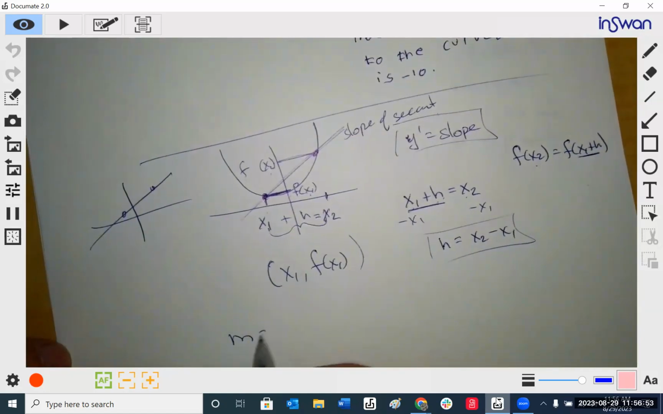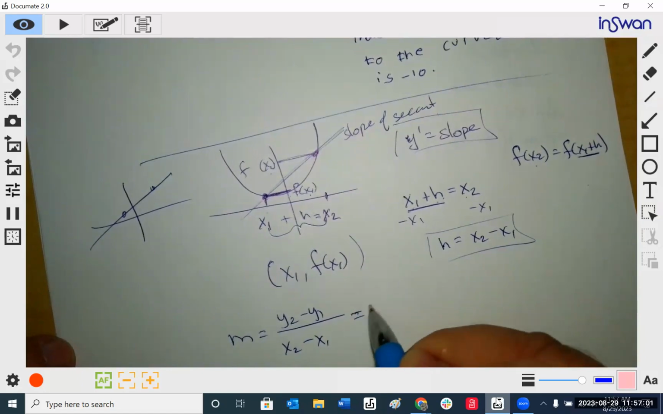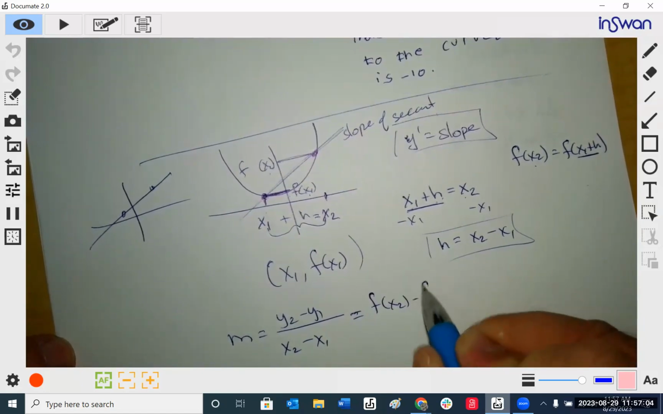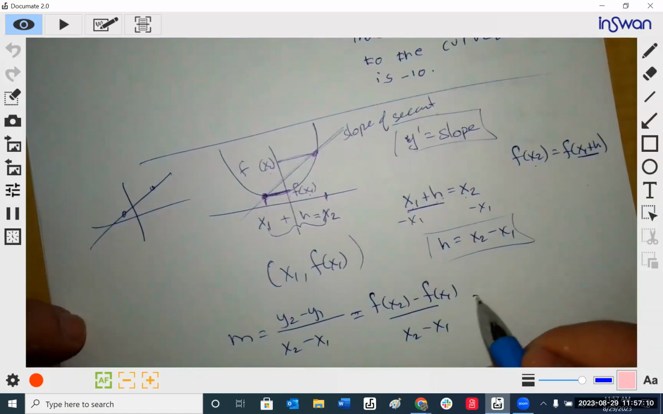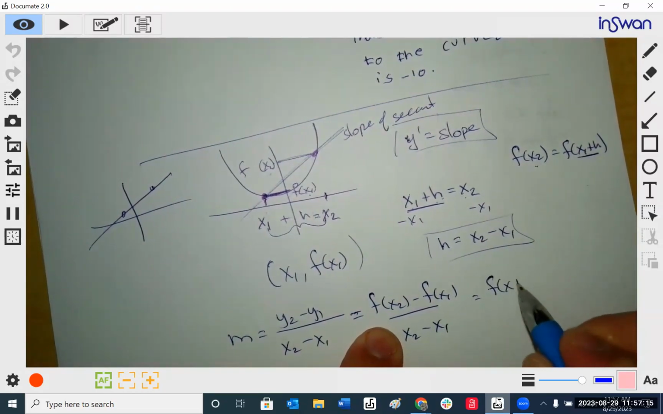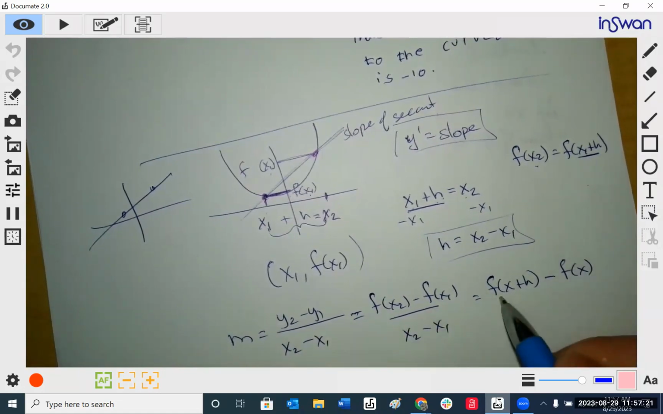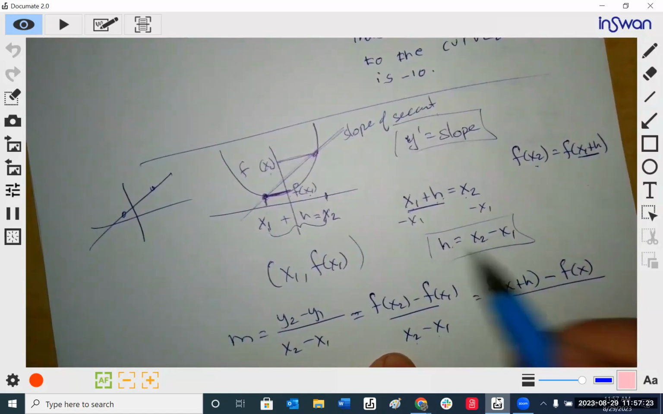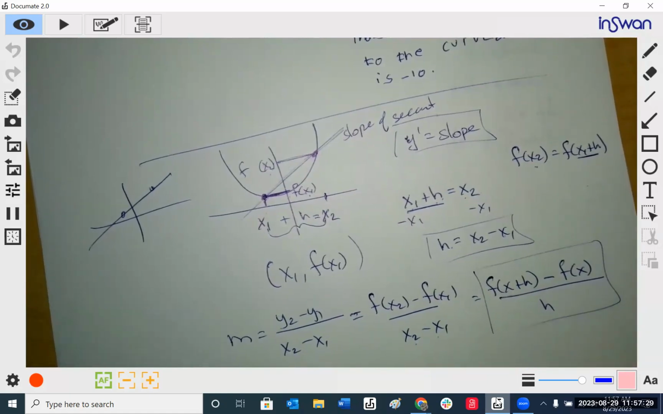So let's find the slope. We have y2 minus y1 over x2 minus x1. Well, this is f of x2 minus f of x1. F of x2 is f of x plus h, minus f of x. x2 minus x1 is h. That's the difference quotient. So that tells us the slope between the 2 points.